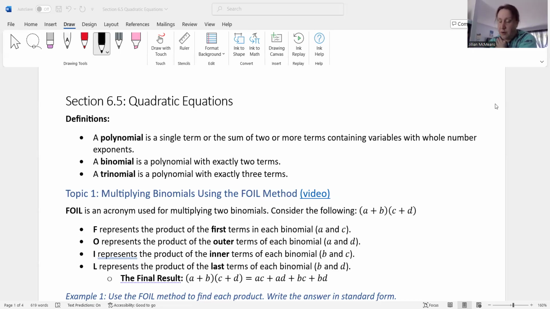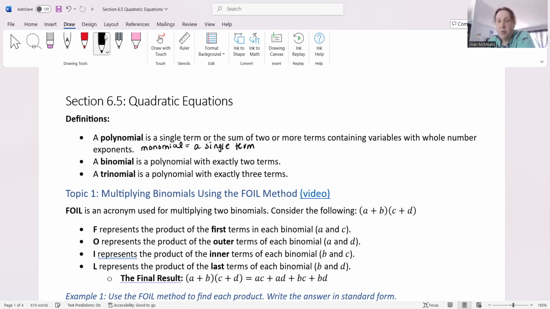Now, generally speaking, for us, a polynomial can be a single term or it could be the sum of two or more terms containing variables with whole number exponents. You could also break this down. There are types of polynomials that show up regularly. For us, we're going to talk about binomials and trinomials, but there's also something called a monomial. It's a polynomial with a single term. Actually, I don't even want to call it a polynomial. It's just a single term, just to keep it short here.